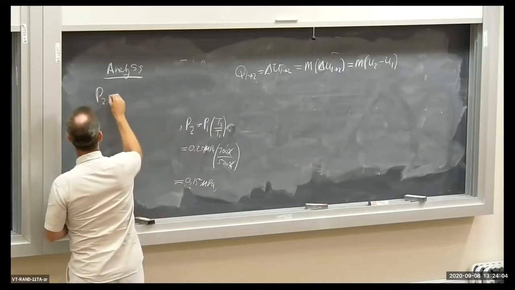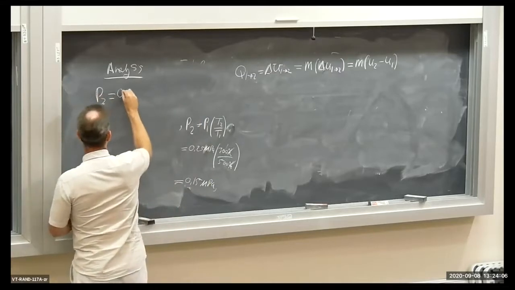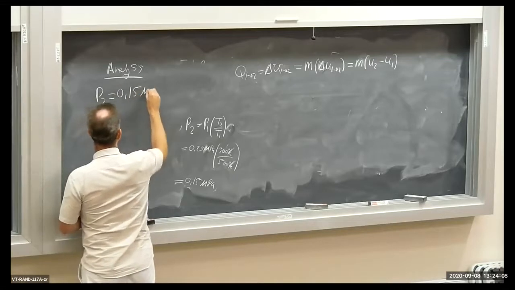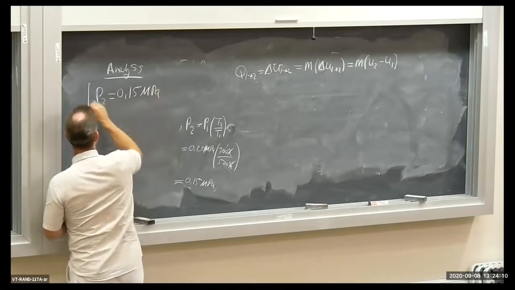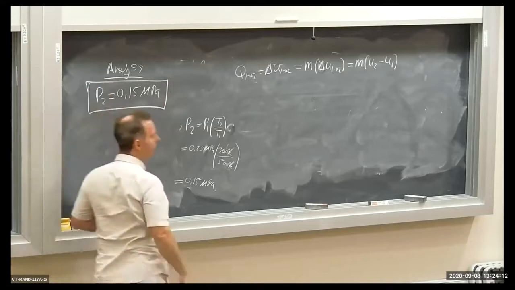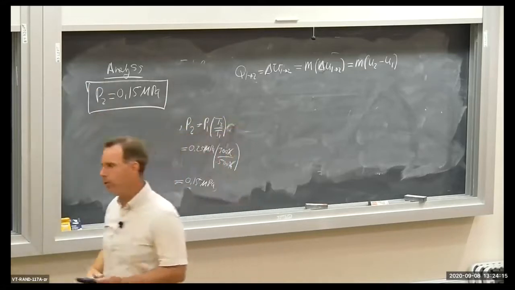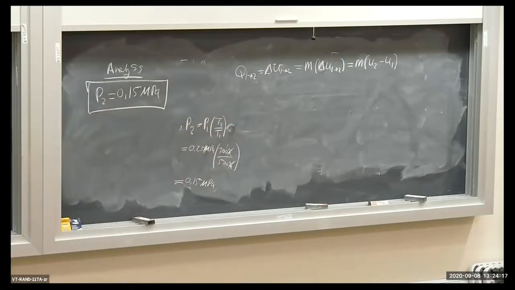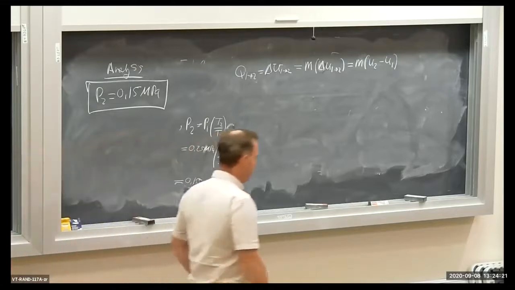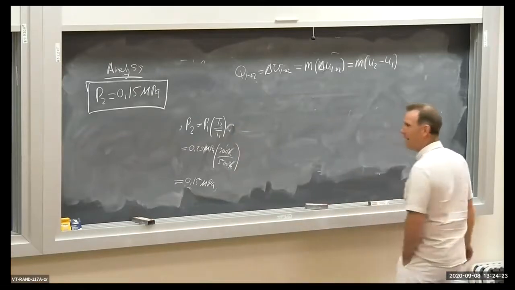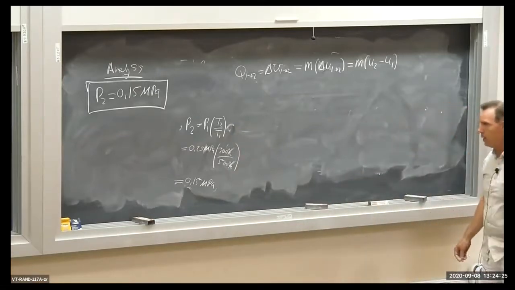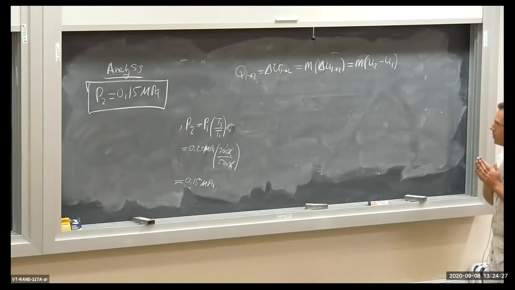So P2 equals 0.15 megapascals. Let's box that up. Okay, that's a fairly easy calculation. Notice I did a bunch of algebra. I tried to be a little bit smart with my algebra so that I didn't have to calculate M and R and all that sort of stuff, at least not yet. I just did some cancellations.